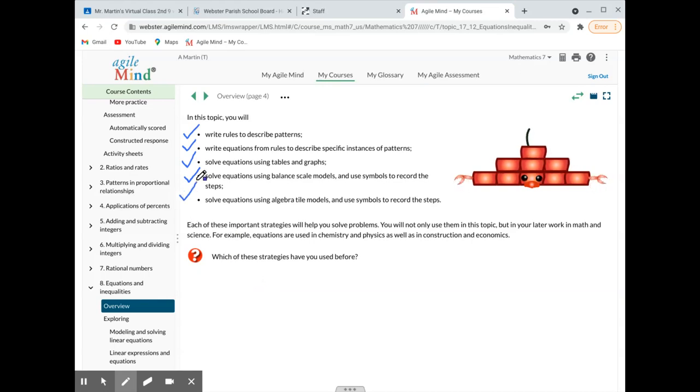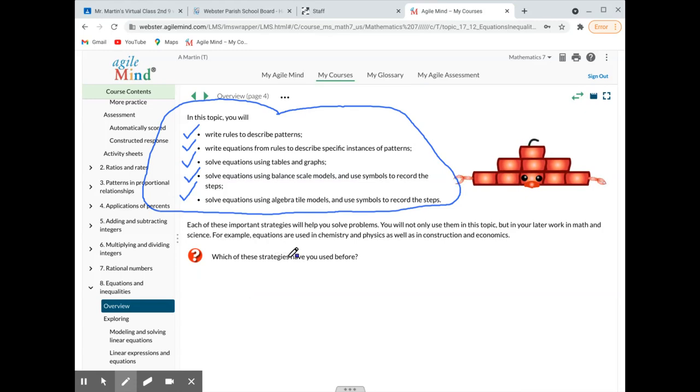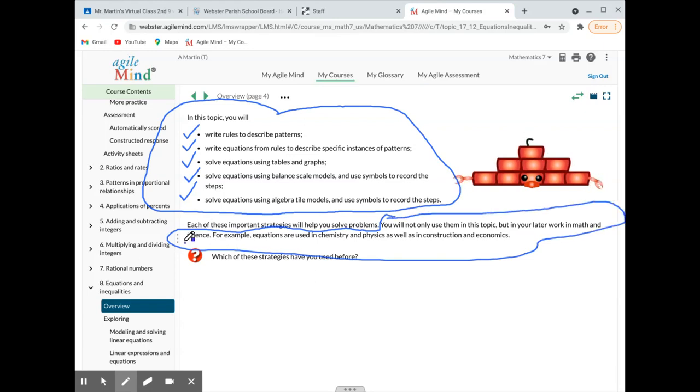I remember using algebra tiles. So, do you think we're somewhat familiar with these? Yes, sir. All right. So we're going to continue to use these, and the purpose of us using this is because we're not only going to use this for math. What else are we going to be using it for? Science. We'll be using it in chemistry and physics, and if you ever do construction and economics as well. All right.